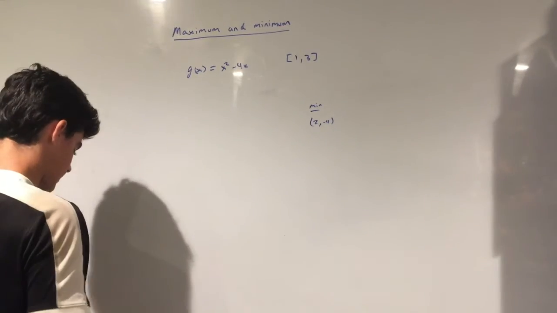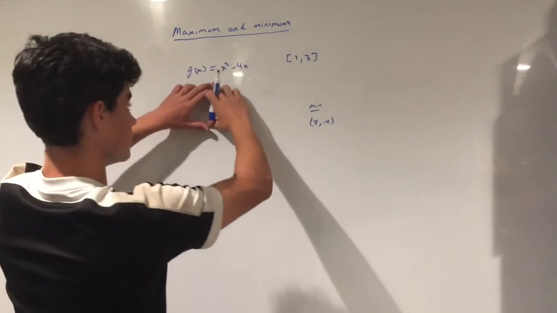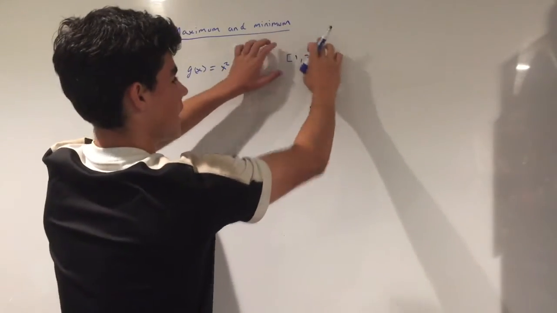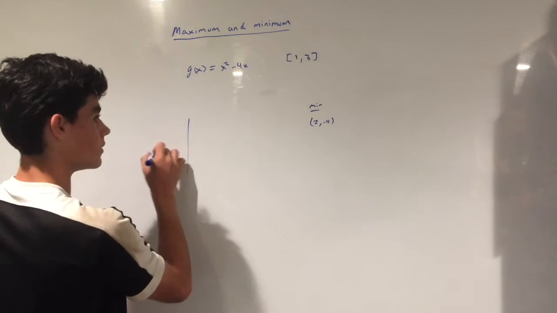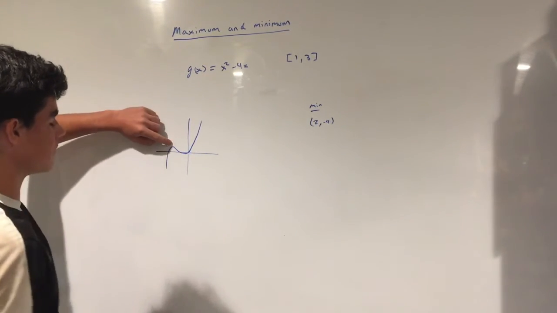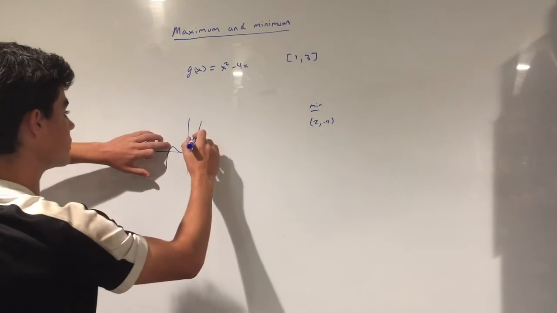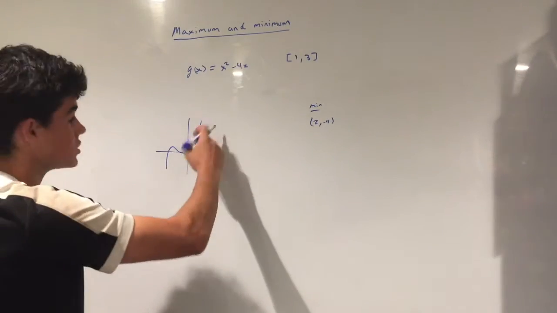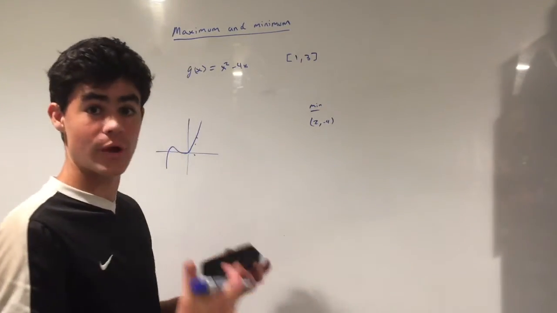The idea with absolute min and max is that not only do you have to look at all the critical points that you could find like that, but you also look at the bounds itself. Because if you have a function like that, you can have a relative maximum here, but it's not going to be the absolute maximum, because if you're cutting it off at this point, this will be the maximum, which is the endpoint. So always, always, always check your endpoints when they're asking for absolute min or max.